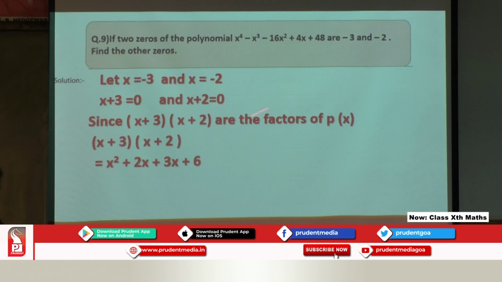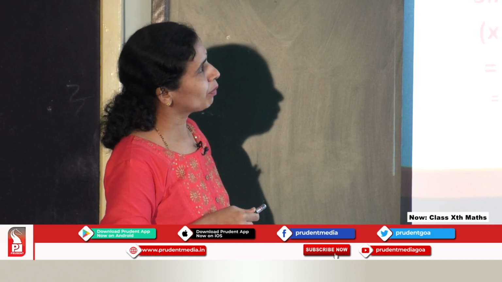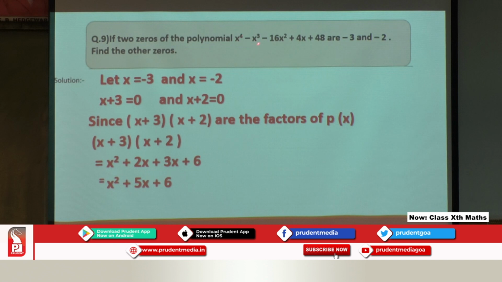Now again we can simplify this by adding the like terms. See here, 2x and 3x are like terms, so I have added here. So 3 plus 2, 5x plus 6. See, now this is the given polynomial, x raised to 4 minus x cube minus 16x square plus 4x plus 48. Now we should divide this p of x by g of x.